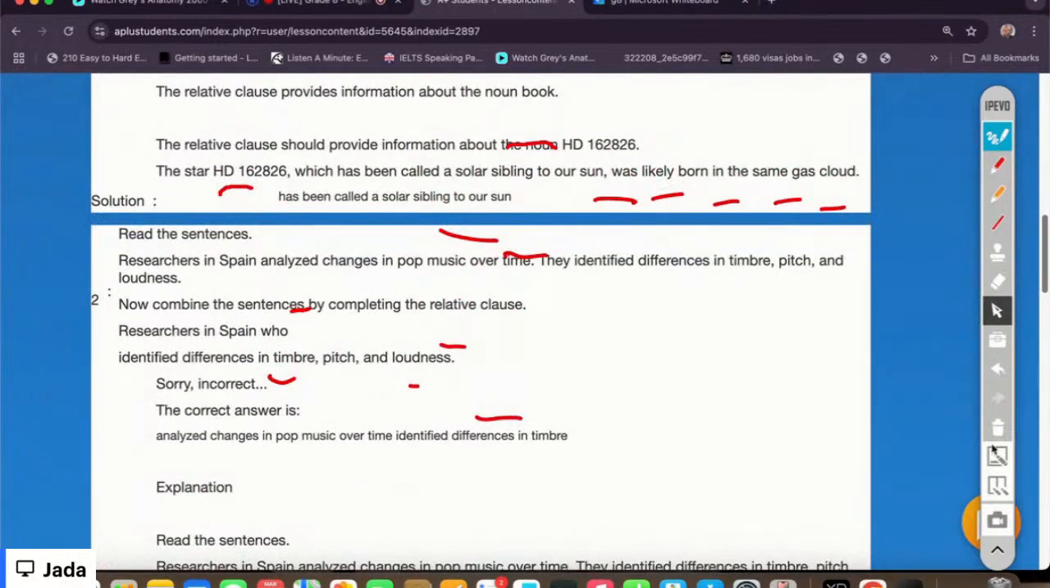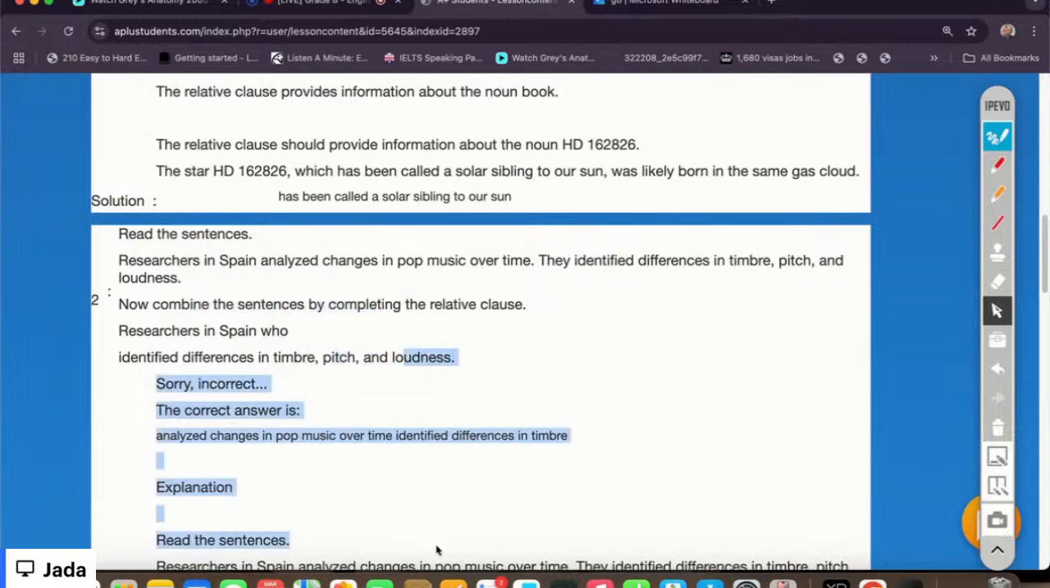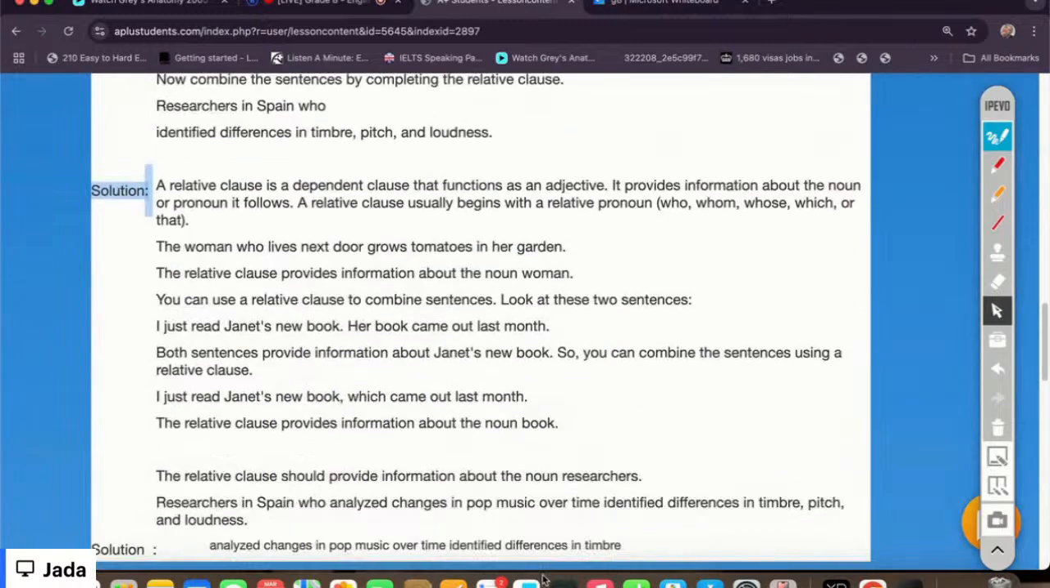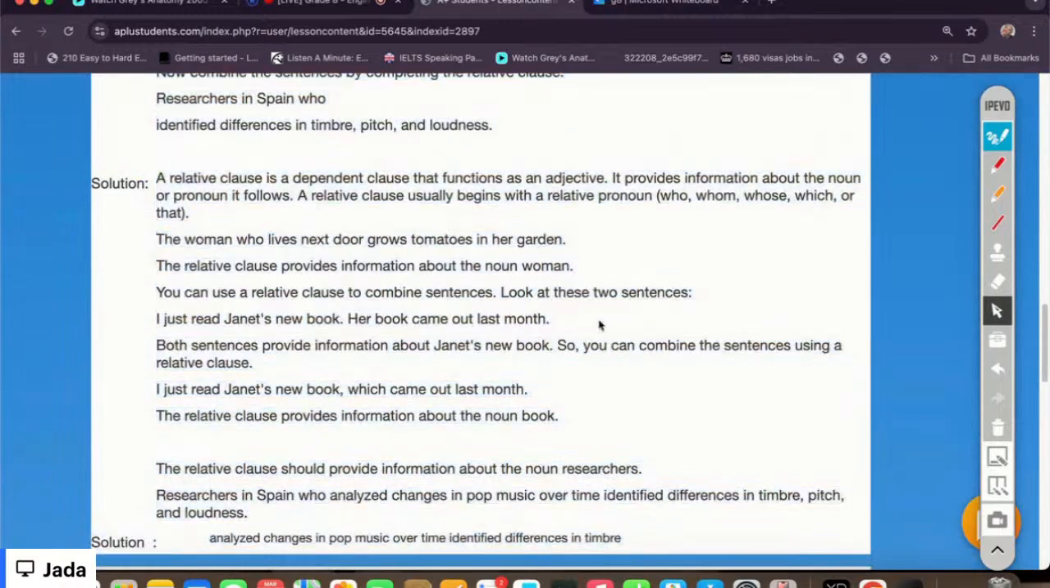So let's look at some examples. Researchers in Spain analyze changes in pop music over time. They identify differences in timbre, pitch, and loudness. Now combine the sentences by completing the relative clause. So you have to use a relative clause to complete the sentence. So we have, who analyze the changes in pop music.